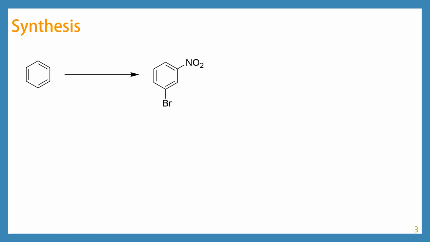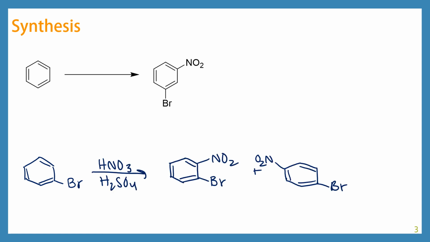So if we were to add on the bromine first, we would have an ortho-para director. So then going through a nitration reaction from here would give you only the ortho and para products. And our goal is the meta product. So this is not going to work. We're going to have to do this in the opposite direction.